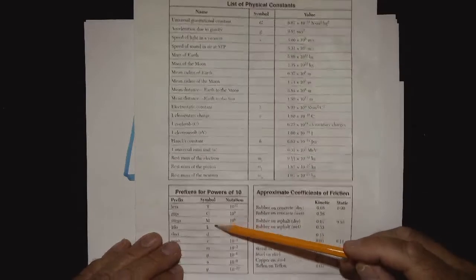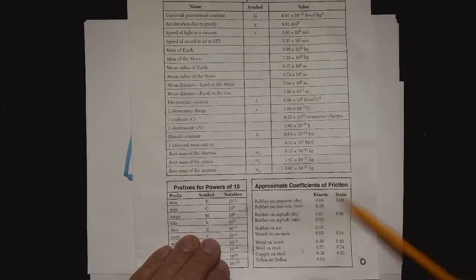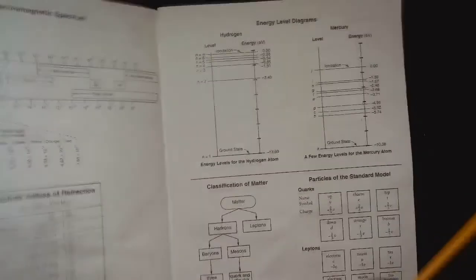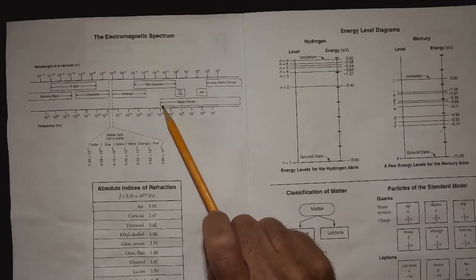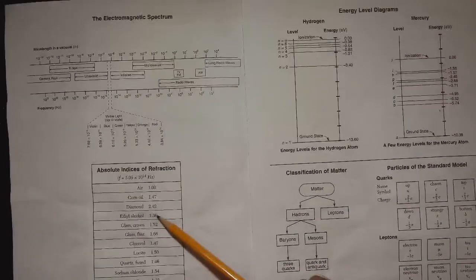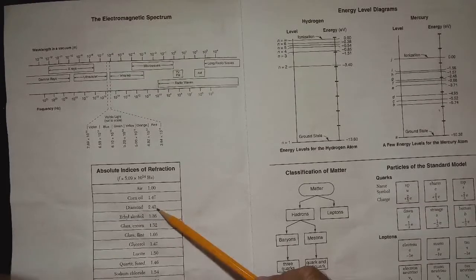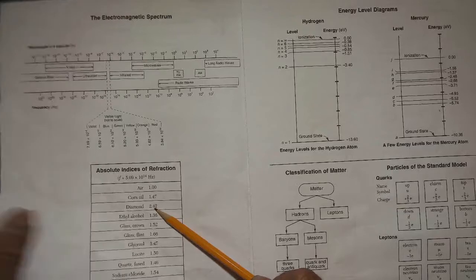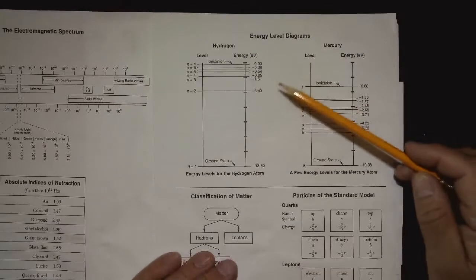Prefixes of powers of 10, yeah, we got that. Approximate coefficients of friction, got that. Kinetic and static, we know what that means. Electromagnetic spectrum, we have now covered that. The absolute indices of refraction, your n values, have that. Remembering diamond is the most, right? That's why they sparkle. Right, so energy level diagrams.